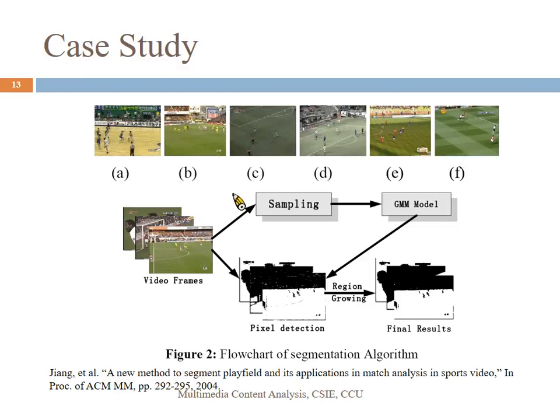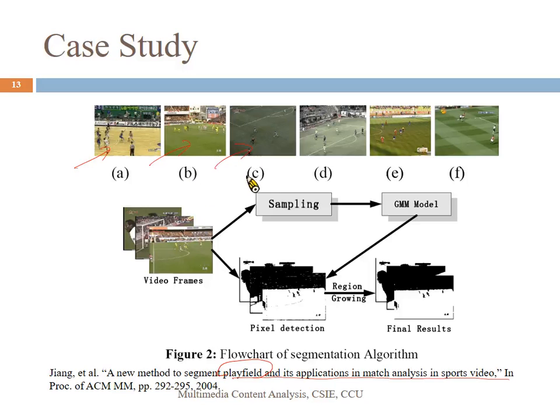Let me show you a case study applying Gaussian mixture model in multimedia content analysis. In this paper, published in ACM Multimedia year 2004, the paper title is a new method to segment play field and its application in match analysis in sports video. In this paper, they model the play field based on Gaussian mixture model. For example, the basketball field, the soccer field.